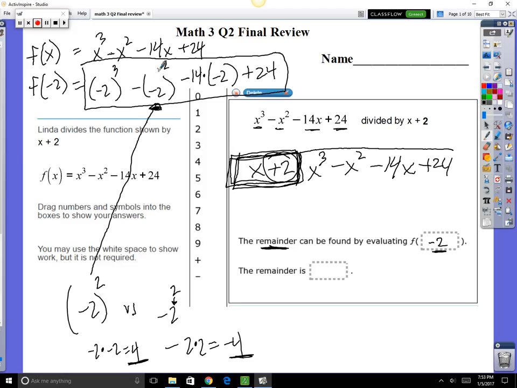So if you type all that in, a negative 2 cubed cleans up to be a negative 8. And a negative 2 squared ends up to be a positive 4. But then you got this negative right here, so it's negative 4. So you got a negative 8, negative 4. A negative 14 times a negative 2 is a positive 28. And then a positive 24. So you got a minus 8 minus 4 plus 28 plus 24. Okay, you end up with 40. So your remainder is 40.